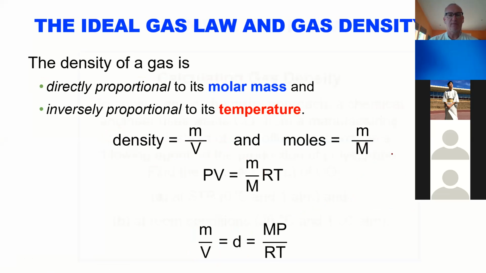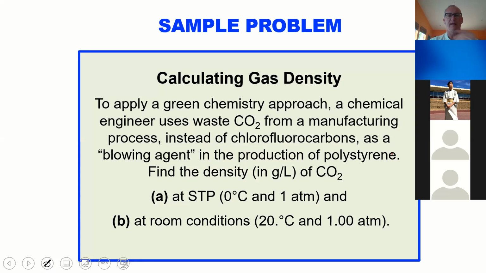Let's give an example of how that would work. So, trying to get a way of recycling waste CO2. A chemical engineer, and that might be a gig some of you are interested in later on, might use waste CO2 from a manufacturing process instead of using chlorofluorocarbons, which, if you remember, probably this was before a lot of you came along, used to deplete the ozone in the atmosphere. They're called CFCs.